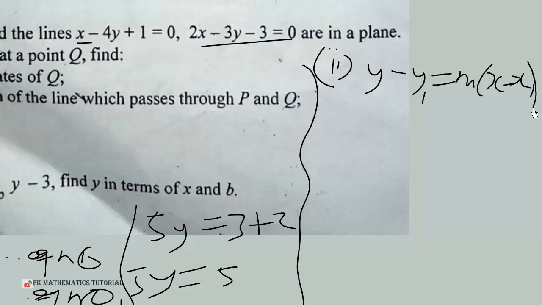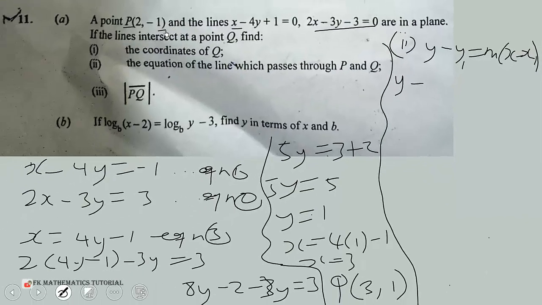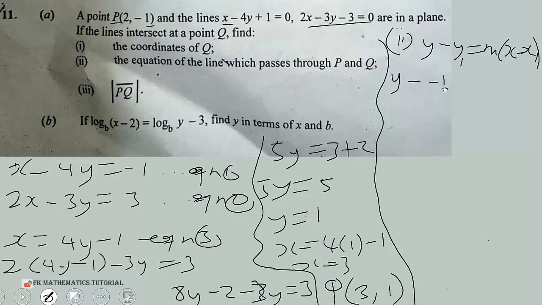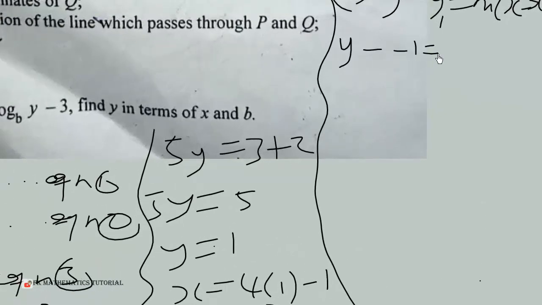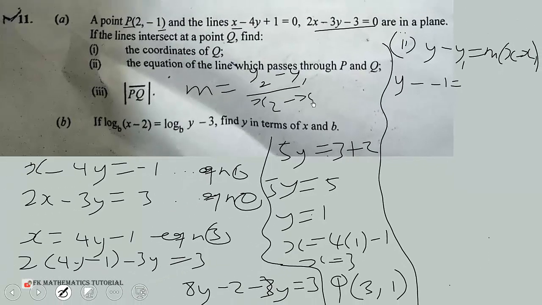So the y is already in the equation, minus y1. We can choose this as our y1 and x1. So y minus -1 is equal to m. So m is the gradient. We can find the gradient by m equal y2 minus y1 over x2 minus x1.